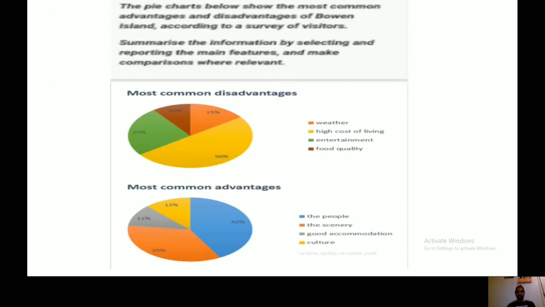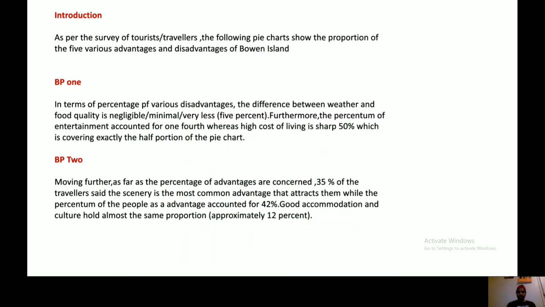35% of the travelers said the scenery is beautiful, that's why they are attracted towards Bowen Island. That's why I mentioned over here 35% of the travelers said the scenery is the most common advantage that attracts them, while I use the linker "while", which gives a separation in the sentences just to help the examiner understand the process, the things I want to explain to them, while the percentage of the people as an advantage accounted for 42%.